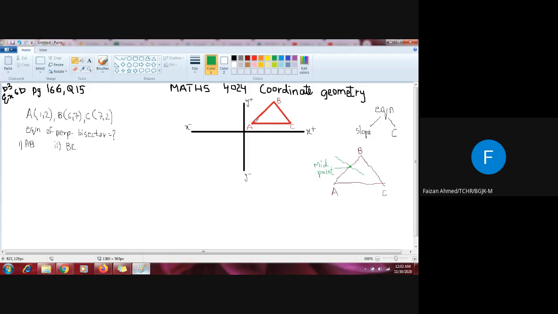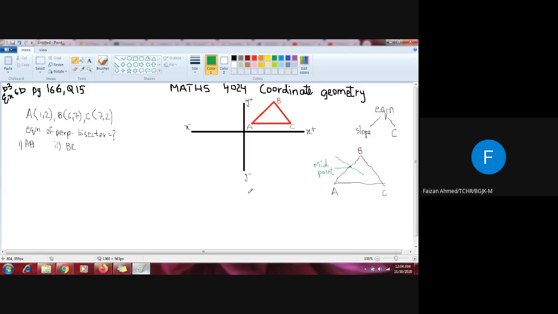So starting with the question, I have first plotted this diagram on a graph. These are my vertices: A, 1 and 2. This is B, that is 6 and 7, and this is C, that is 7 and 2. So I have drawn my triangle on a Cartesian plane or a coordinate plane. And now I will just focus on this word. What is basically this perpendicular bisector? It has two words. First word is perpendicular and the second one is bisector. For example, I have drawn a rough figure over here. This is my triangle ABC, and I have to find the equation of the perpendicular bisector of AB.